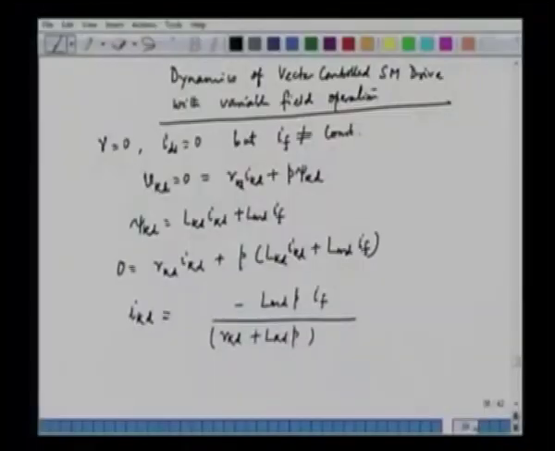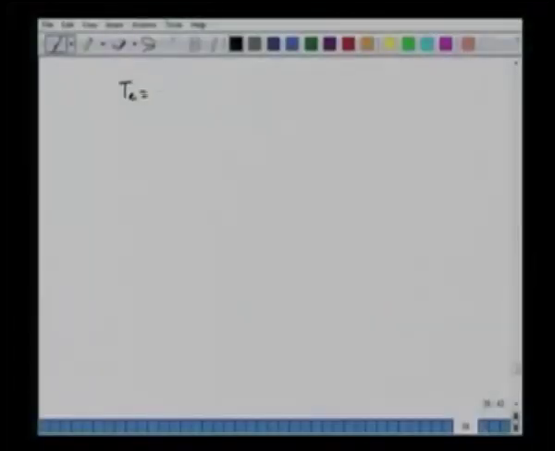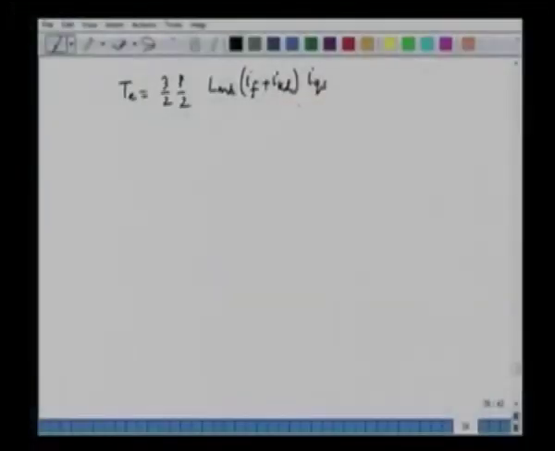Now, let us see the expression for the torque. The torque expression for a vector control drive is TE equal to 3 by 2 into P by 2 into LMD into (IF plus IKD) into IQS. Now, IKD is not 0 because we are changing also IF. So, when we are changing IF, IKD does exist, and because of that the torque equation becomes a little more complicated compared to the situation where the field current IF was constant.